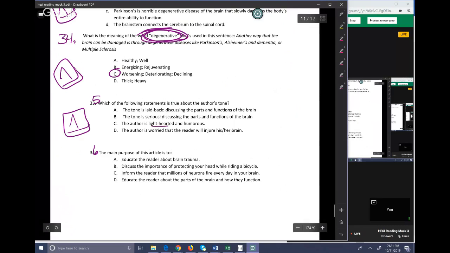He's not lighthearted or humorous, either one, so C would be out. He's not worried that the reader will injure their brain, and that's not a tone. That's like a verb phrase. The author is actively worried about. That's not what tone is. So C and D came out easily.